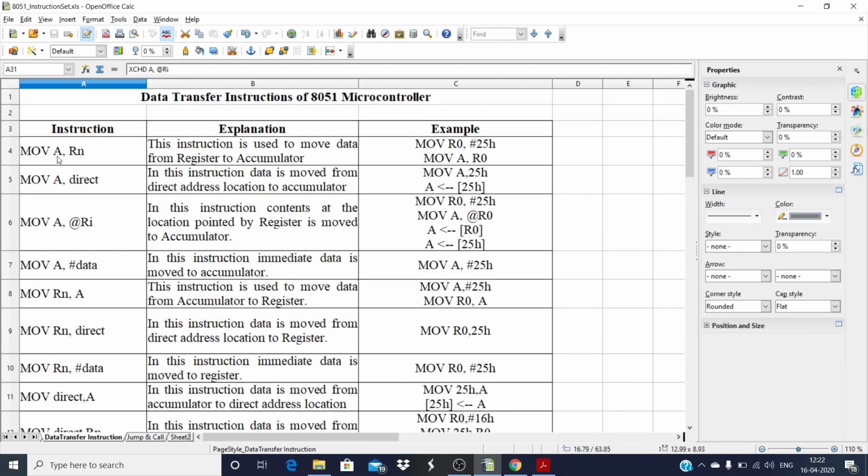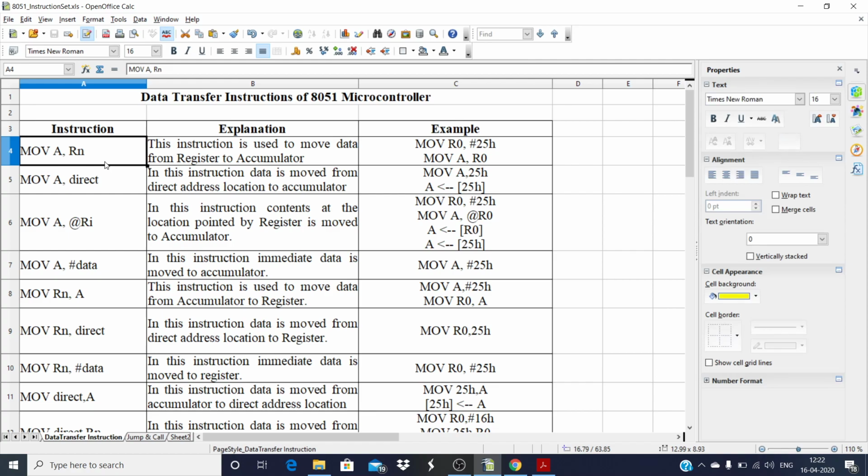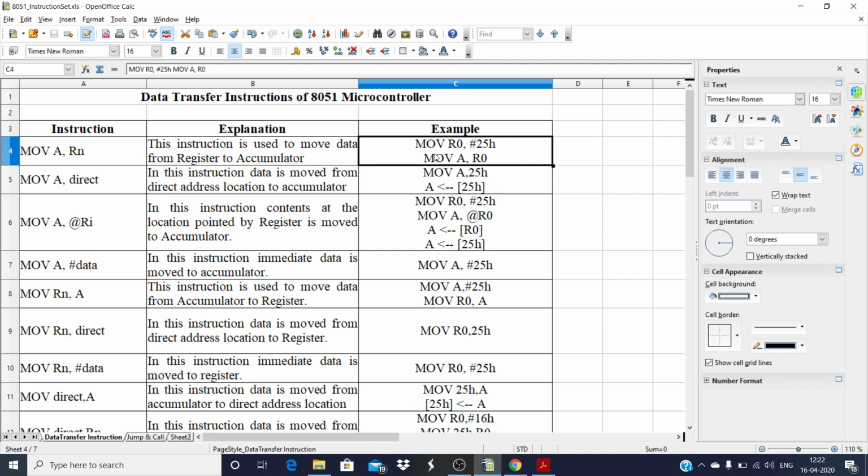First instruction, MOV A, Rn. So A stands for accumulator and Rn stands for register. This instruction is used to move data from register to accumulator. Whatever the contents of the register are moved to accumulator. For example, MOV R0, #25.